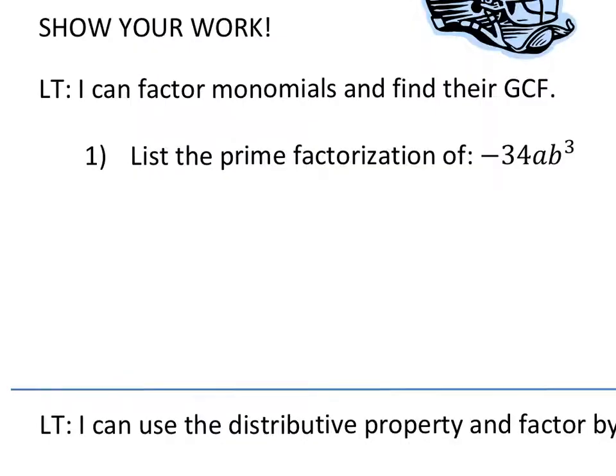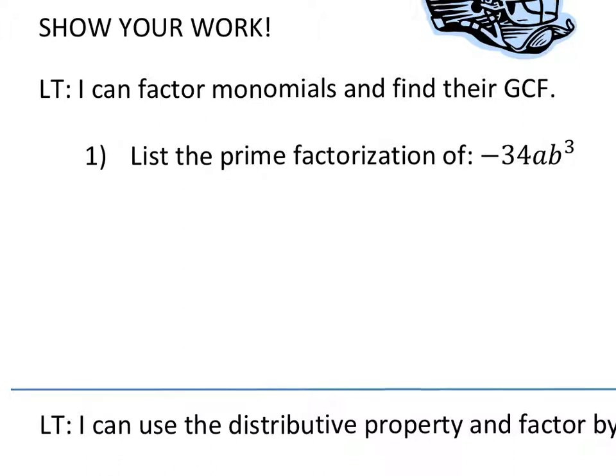Hello, we are going to go over the Chapter 8 practice test answer key, so let's get started. Number 1 is under the learning target: I can factor monomials and find their GCF. Number 1 says list the prime factorization of negative 34ab cubed.